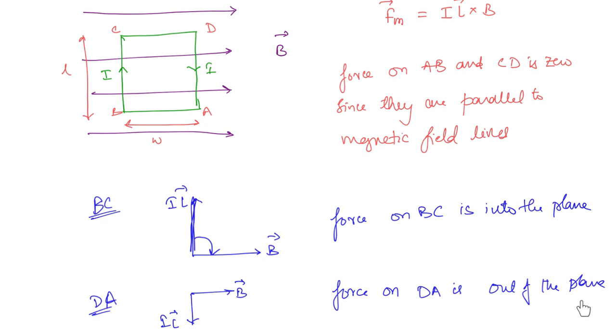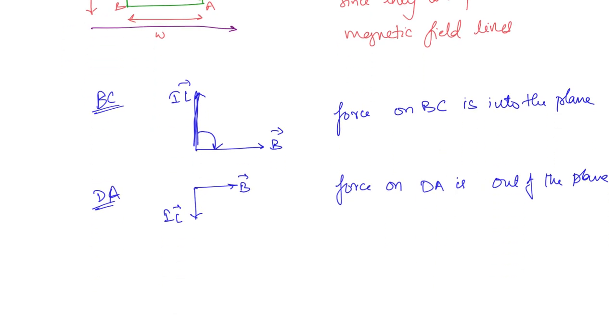When the forces are equal and opposite, what will be the resultant force? The resultant force is going to be 0. Therefore the total force acting on the loop is 0.